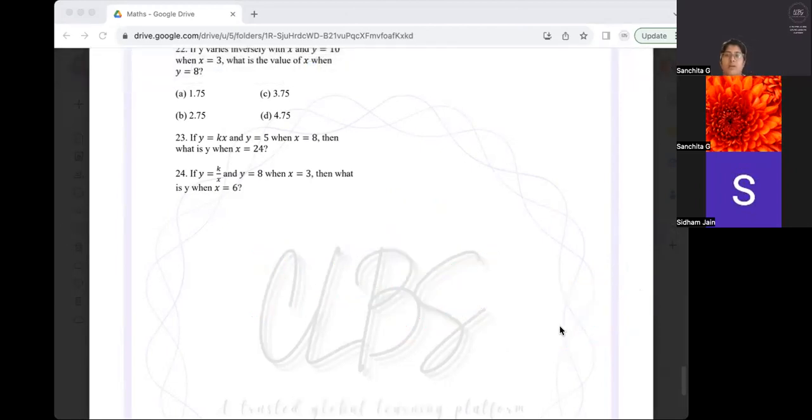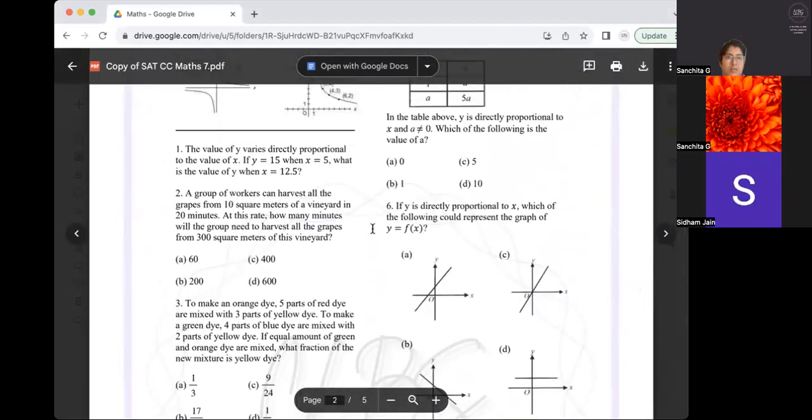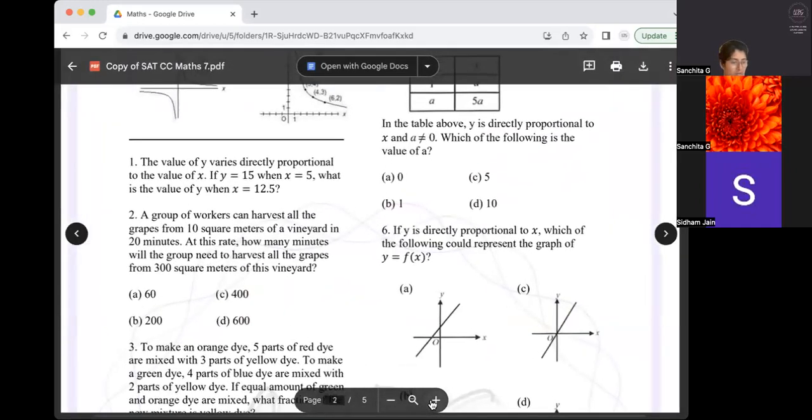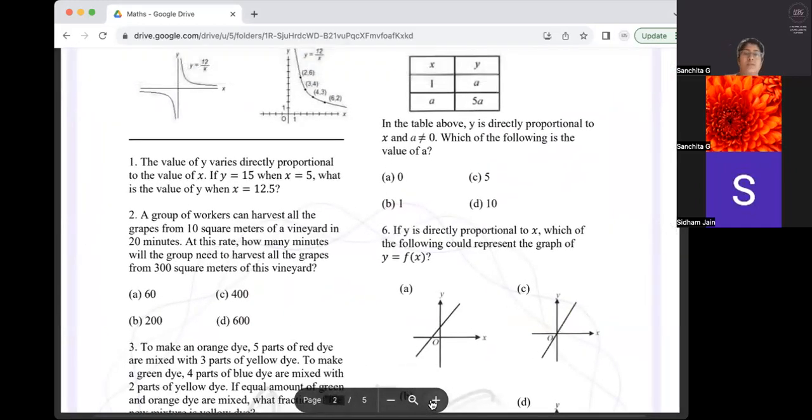37.5. Okay, good. Same process, right? In the question, they have directly stated that it is directly proportional, right? So whatever we are multiplying by, you can multiply the same, or you can just take y by 12.5 is equal to 5 by 15. Okay, 1 by 3. Got it?